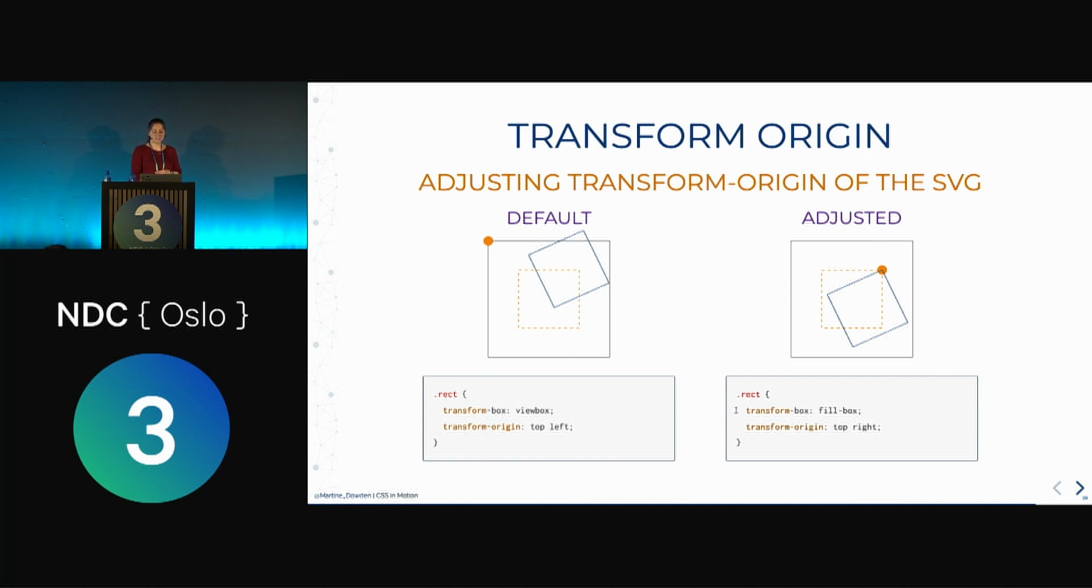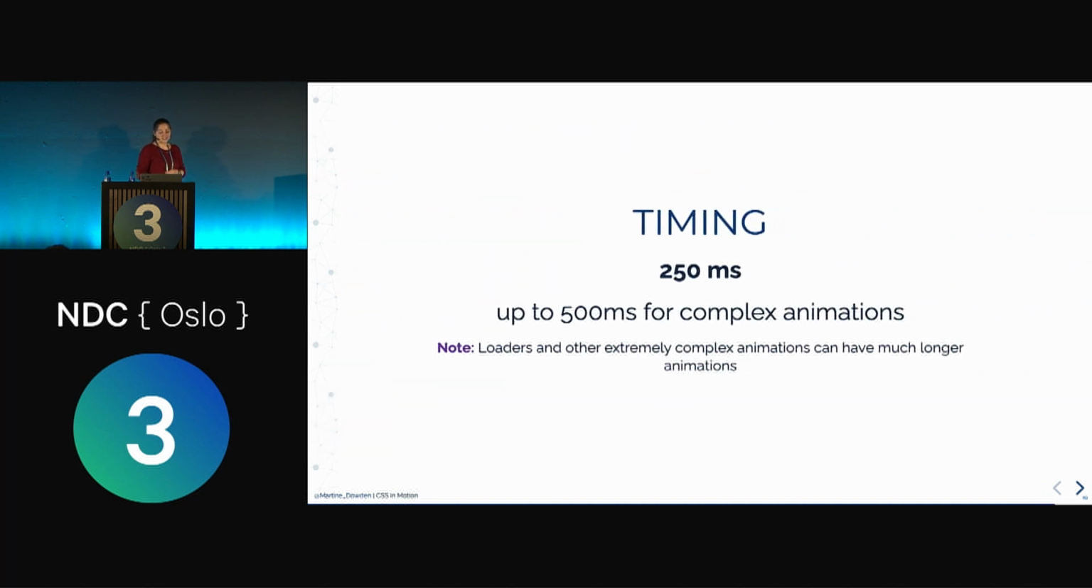If I didn't have this second transform origin, if I just set transform box, then since the default for SVGs is the top left-hand corner, it would have been the top left-hand corner of our element. So it would have kept that default origin, just moved it from the SVG to the element itself, if that makes sense. Timing.